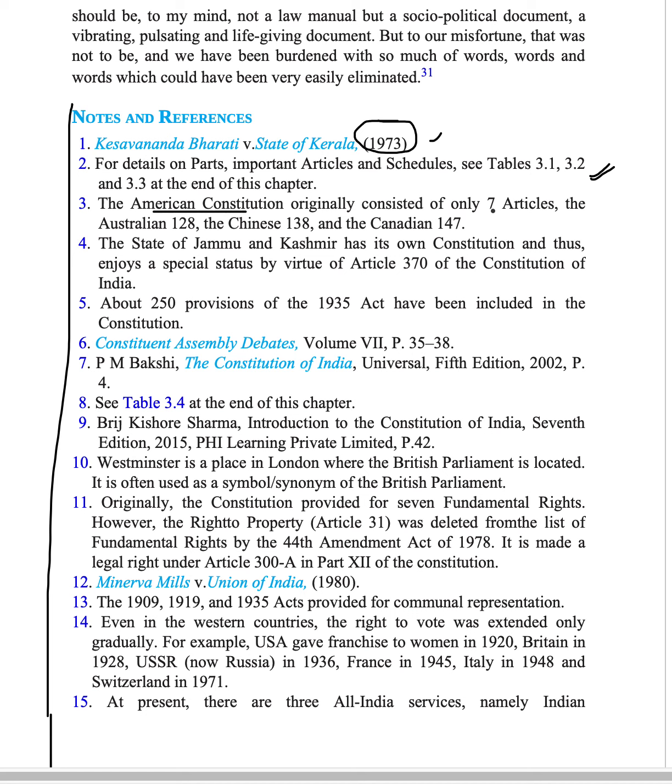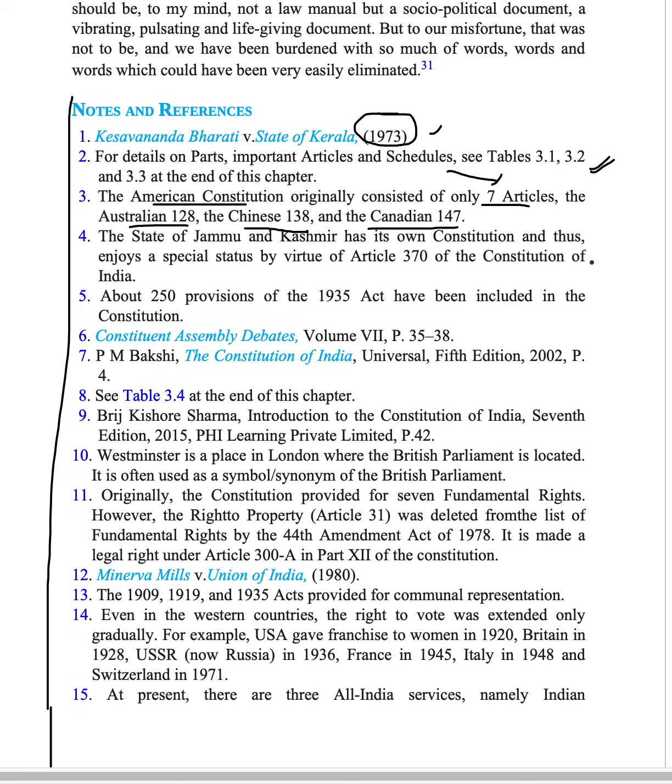Then American Constitution contains only 7 articles, Australian 128, Chinese 138, and Canadian 147. So this American Constitution initially contained only 7 articles. Now the articles have increased almost to 23 or 24, I don't remember. But still that is very less compared to our Constitution, which has so many articles. So you can see that our Constitution is actually bulky if we compare it with other countries' Constitutions.